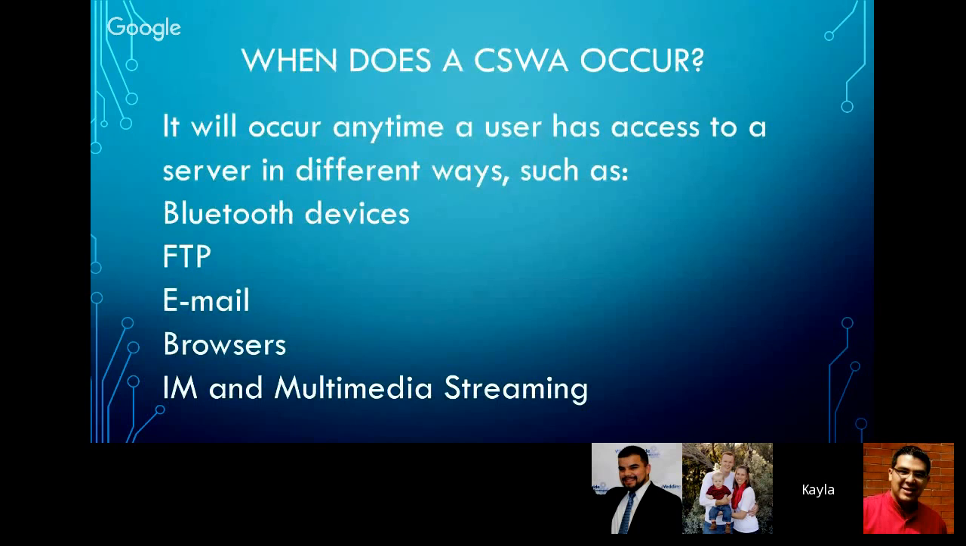Okay, so the first thing is that we have to learn when this kind of attack occurs. First, they can happen in different ways, such as Bluetooth devices, FTPs, email, browsers, instant messaging, and multimedia streaming. We are going to see how they work in these ways in the next slides.